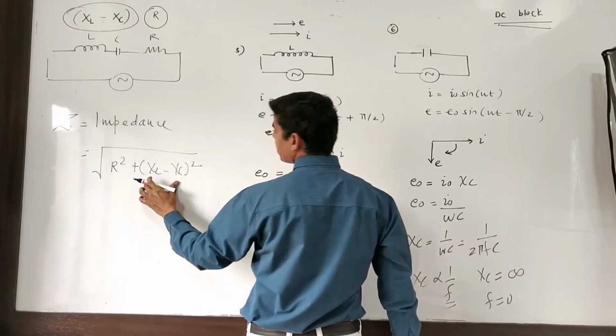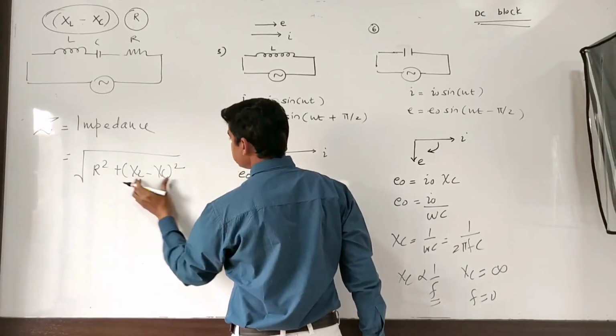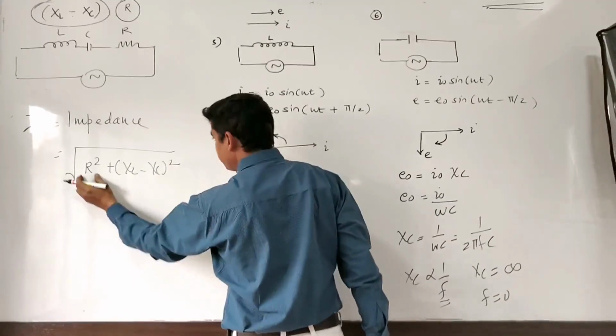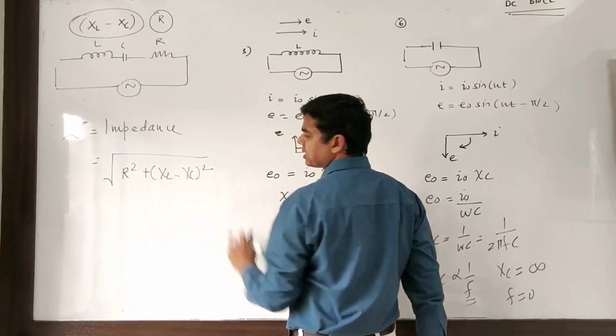This is a non-ohmic opposition. This is ohmic opposition. This is wattless. This is with watt. So, R square plus XL minus XC bracket square.